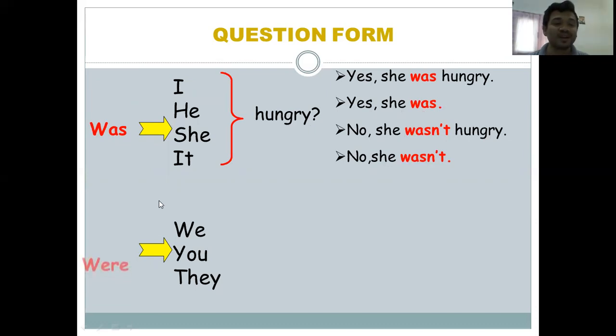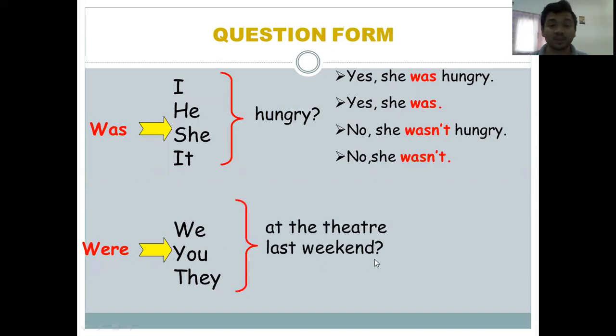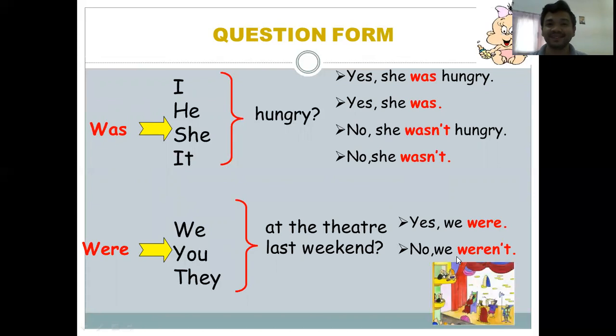Now, this time we can use the be verb were. Be verb were for we, you, and they. Same structure. So were we at the theater last weekend? Were you at the theater last weekend? Were they at the theater last weekend? Now, if you wish to answer that, yes, we were, and no, we weren't. As easy as that.